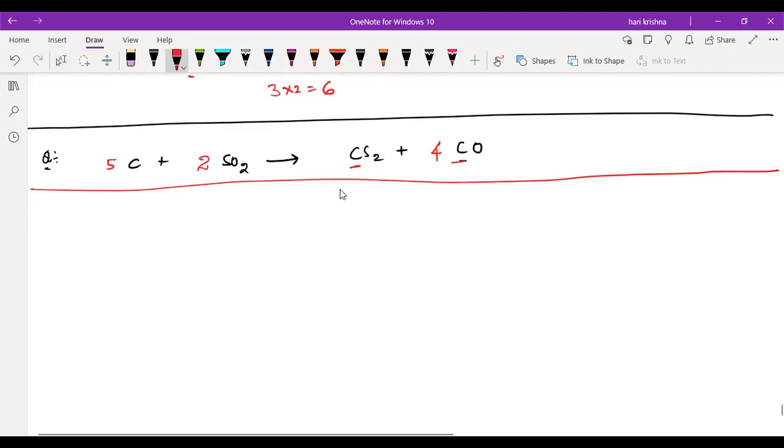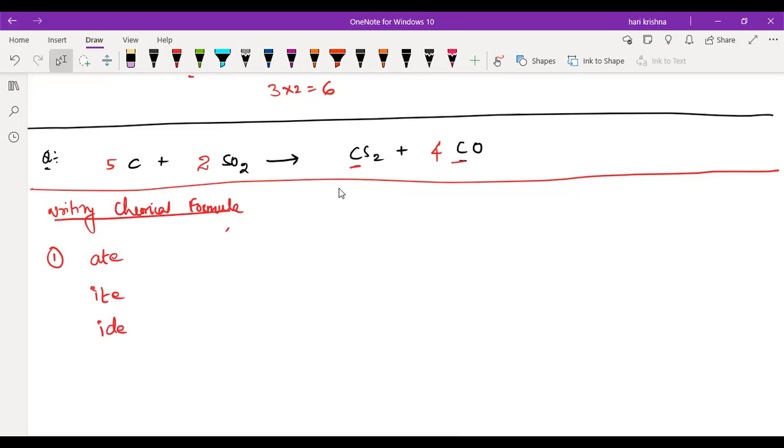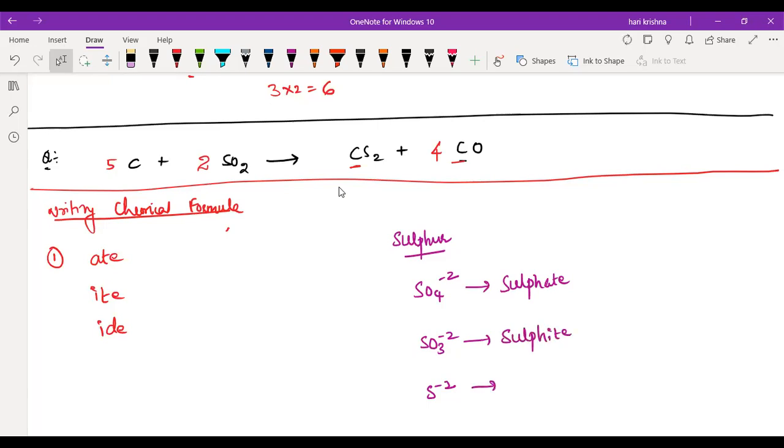Okay. So see here, writing chemical formulas. First, I'll teach you what is the ate group, what is the ite group, and what is the ide group. Suppose you take sulfur. When you take sulfur, you have the 3 groups, right? SO4 minus 2, SO3 minus 2, S minus 2. So SO4 minus 2 we call a sulfate. SO3 minus 2 we call a sulfite. S minus 2 we call a sulfide.